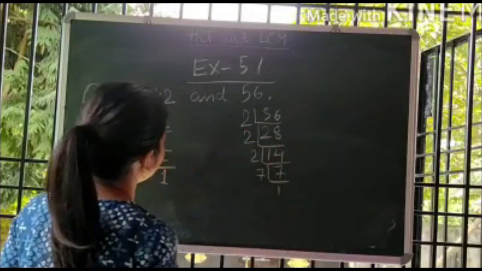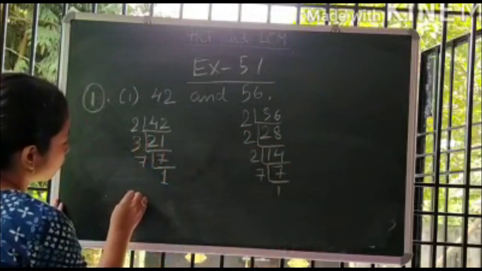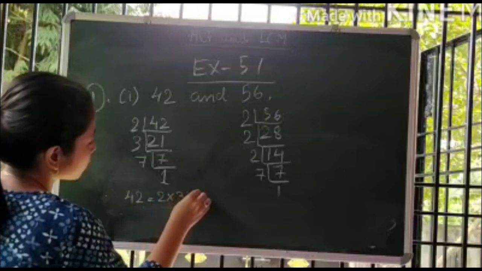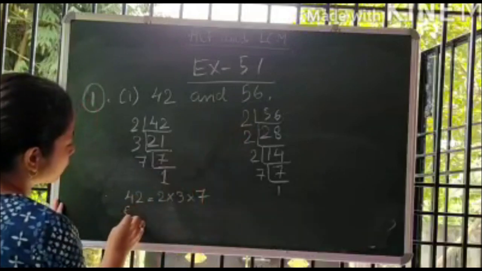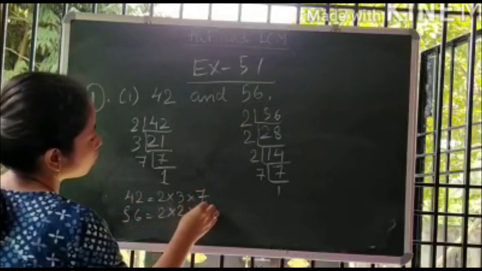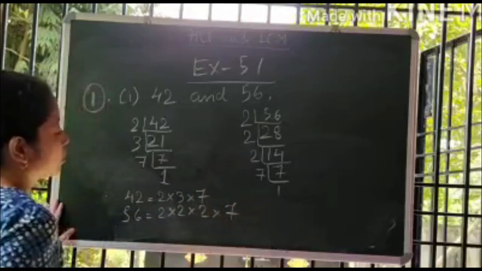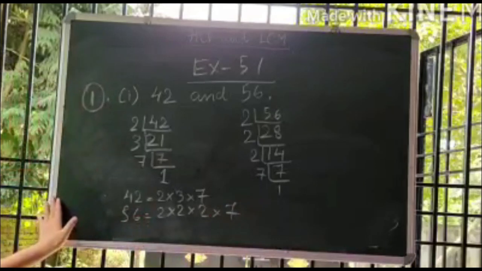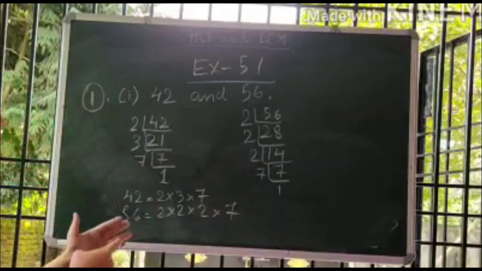7 1s are 7. Therefore, 42 equals how much? 2 into 3 into 7. Then 56 equals 2 into 2 into 2 into 7. So can you tell me what are the common numbers of both 42 and 56? What are the common factors?